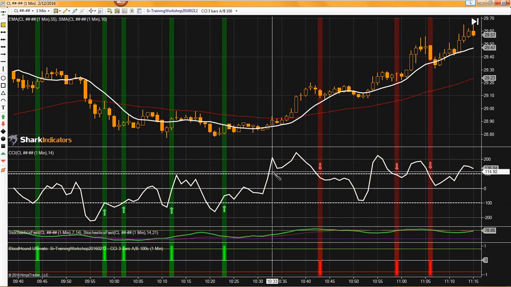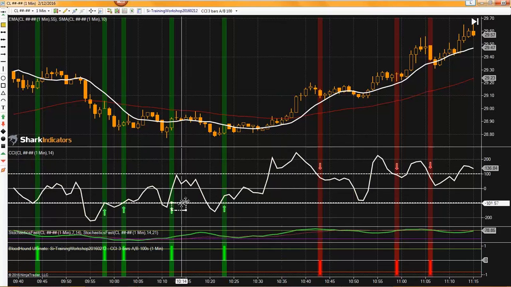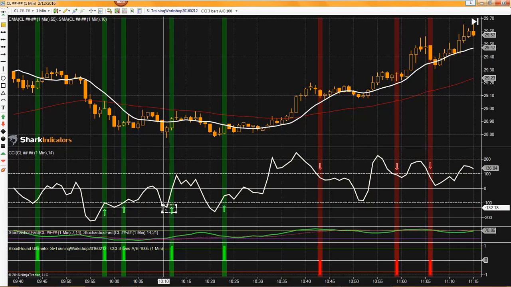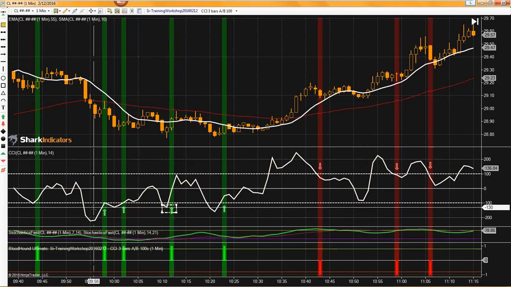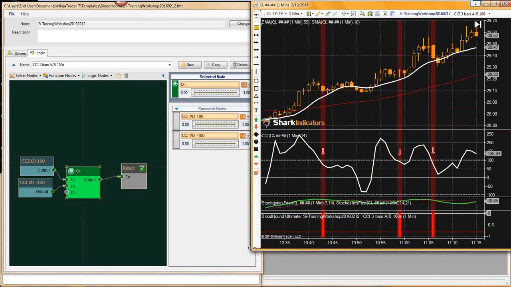remember, we need to identify when the CCI has been above 100 or below negative 100 for more than 3 bars. So let's see if I can find an example. Yeah, so like down here, right? We want to get rid of this long signal because the CCI only dipped below negative 100 for just a couple of bars. So we want to ignore that one, right? So part of the condition is the CCI needs to be below or above the 100s for more than 3 bars. So let's work on that condition.